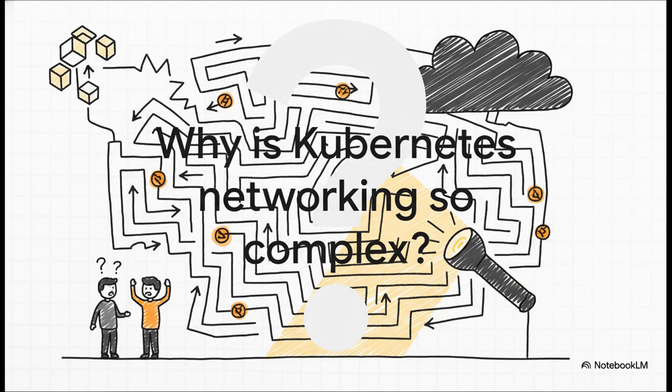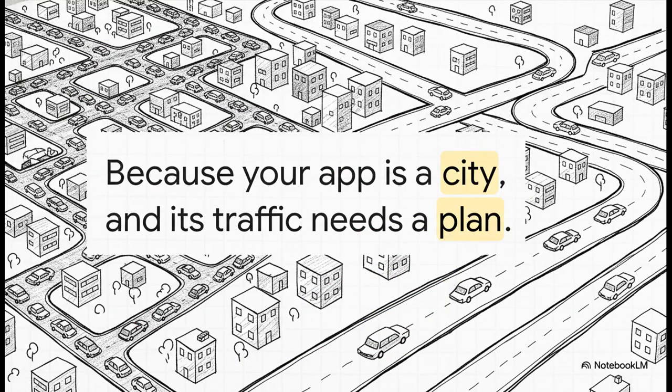Why does this have to be so complicated? It's a feeling that so many developers and ops folks have. Your code is working, the containers are running, but actually routing traffic to them feels like you're trying to navigate a maze, completely in the dark. It's a super common pain point. And here's the best way to think about it.